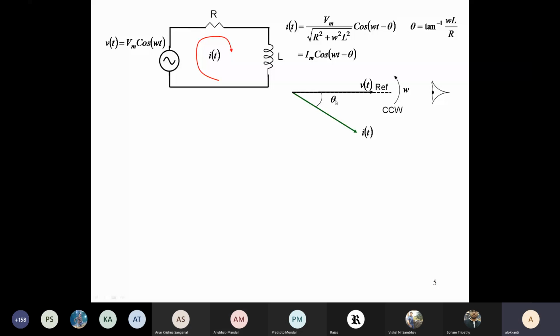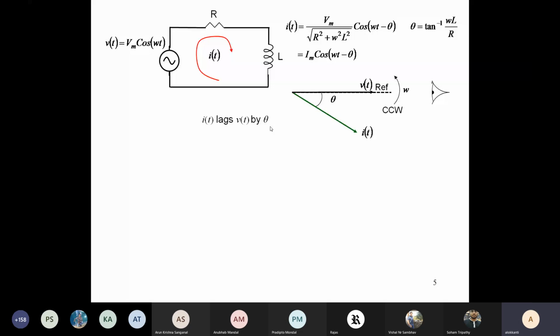If you are given an RL circuit and the supply frequency is known, that is F, so omega is equal to 2 pi F, then you can find out the value of theta, how much the current will be lagging behind the voltage, by this formula. The magnitude of the current is Vm by root over R square plus omega square L square, and theta is tan inverse of omega L by R. All of you have calculators and you can do this. So I of t basically lags V of t by theta, since this is an RL circuit.